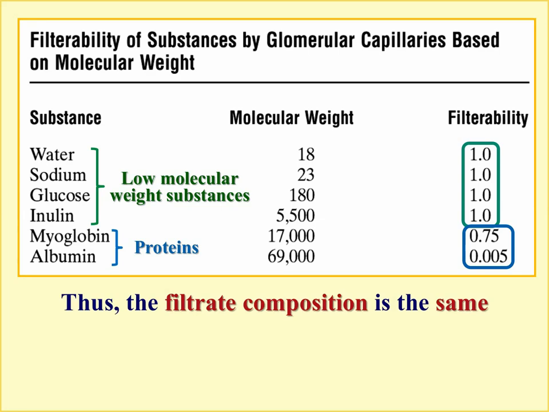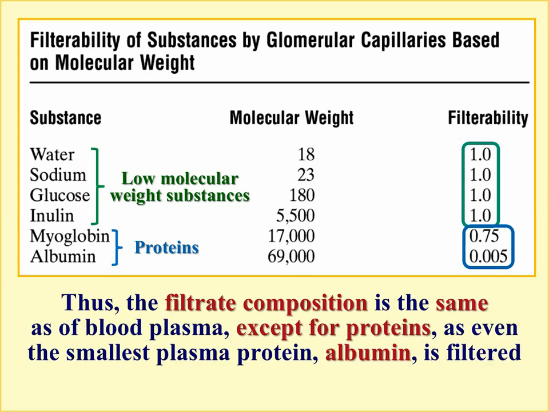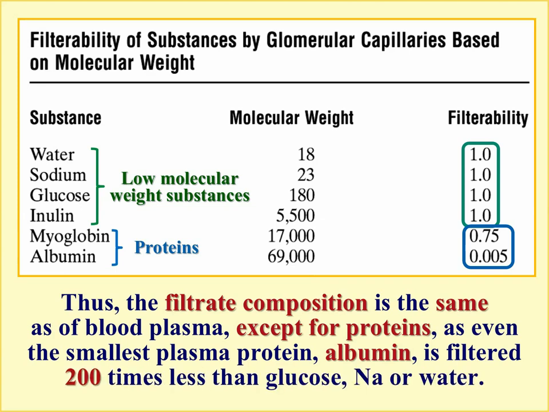So the filtrate composition is the same as that of blood plasma except for proteins, because even the smallest blood plasma protein, albumin, is filtered 200 times less than glucose, sodium or water.